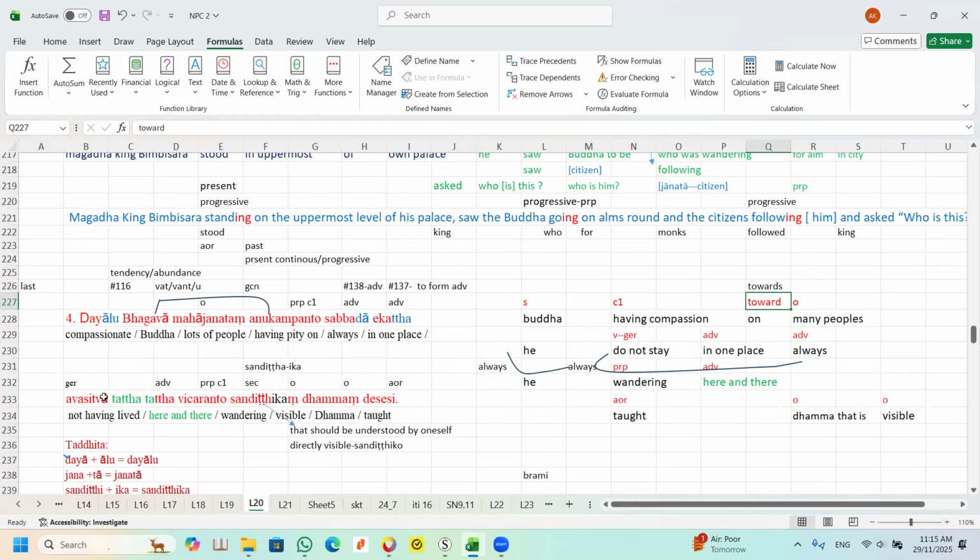The next line. Sorry, Brother Alfred, you say Anukampantu and Dayalu, they are connected, is it? What is it called? Cognate. They have the same meaning, repeated twice. Never mind, I answer your question. I put here, having compassion.